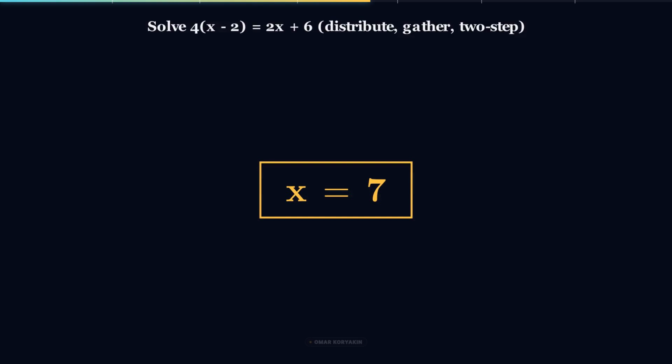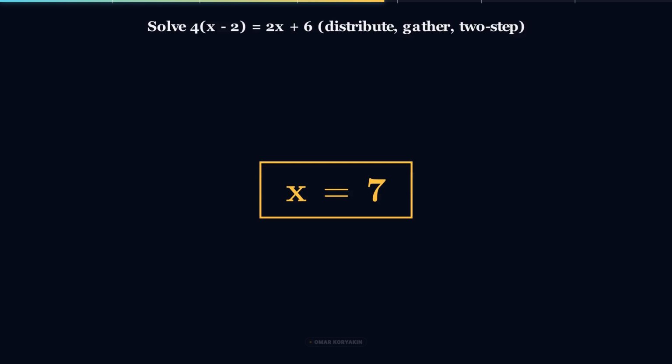The big lesson from this example is the layered workflow: distribute to remove parentheses, gather variable terms onto one side, then apply the two-step inverse procedure. Each layer uses a skill from a previous lesson, and stacking them in the right order is the entire game in solving harder linear equations.